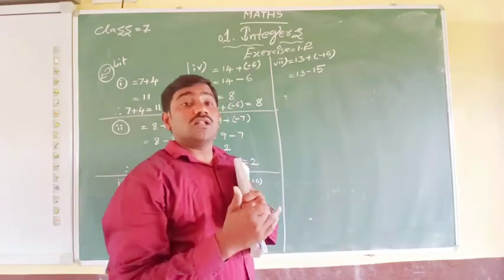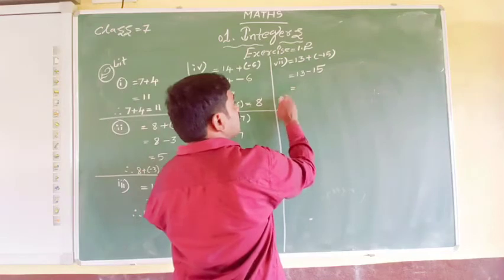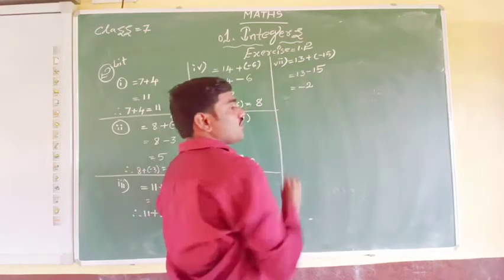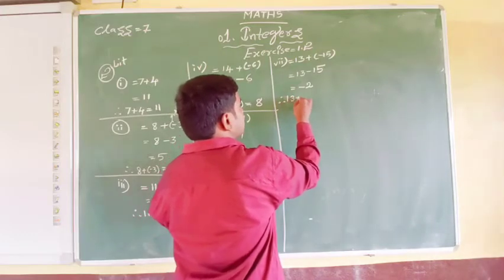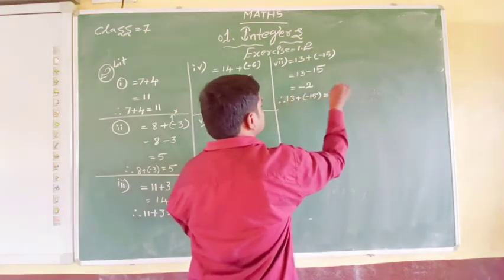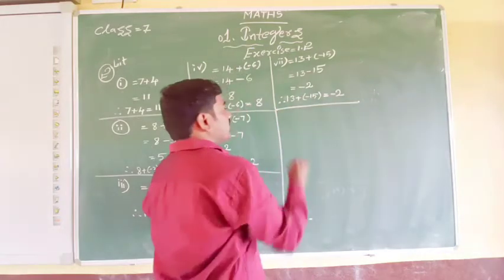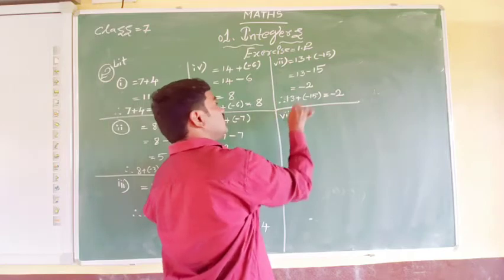So, it's possible, but we get a negative integer. So, what is the answer now? Minus 2. Therefore, 13 plus half minus 15 will give us minus 2. Then, the eighth one, I hope you understand this one.